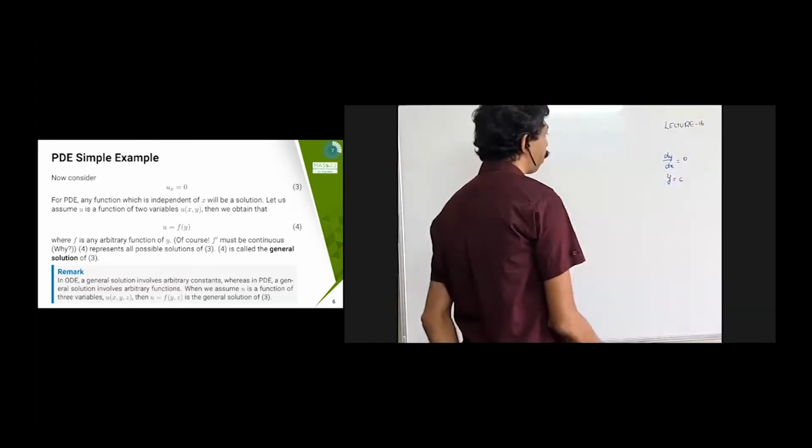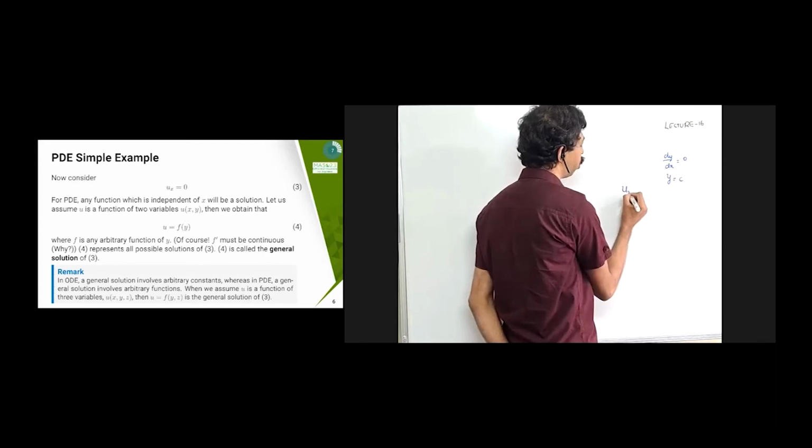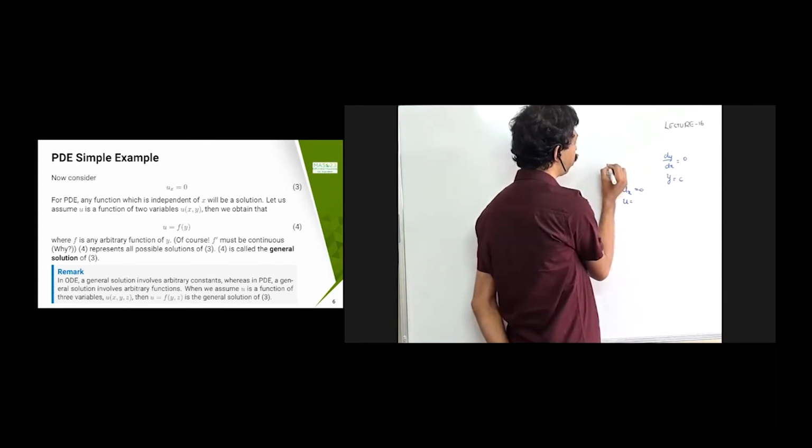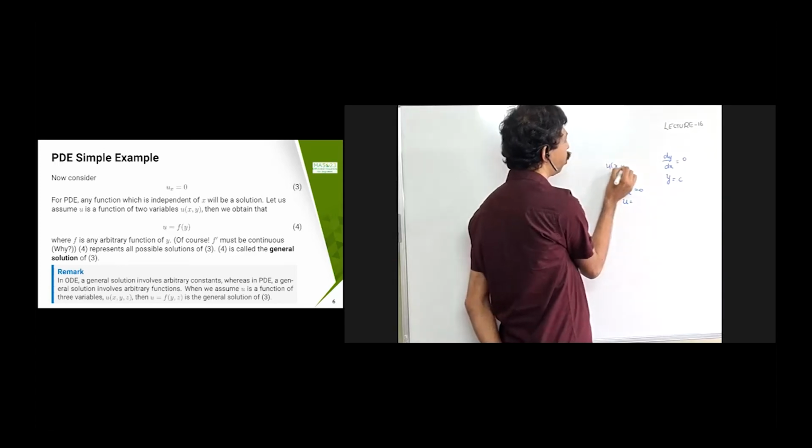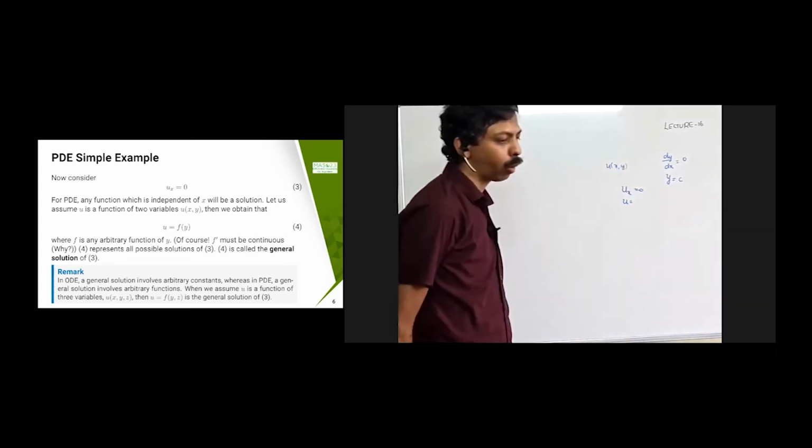So in PDE, suppose it is given ux equal to 0. Then what is u going to become? Suppose u is a function of two variables. For example, let's say u is a function of two variables. So only two variables I'm going to take.